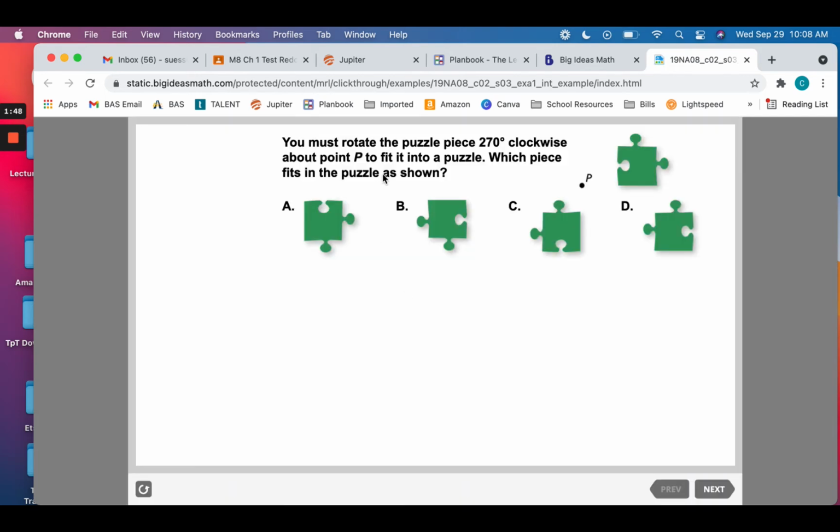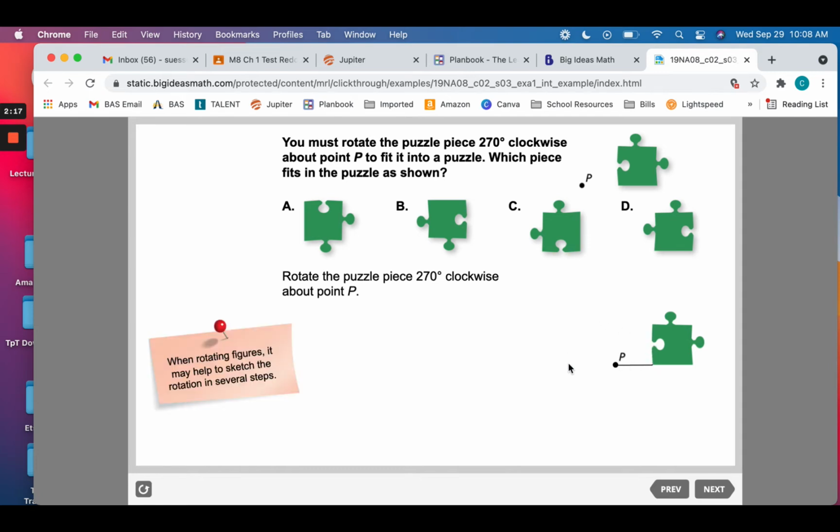All right, so you must rotate the puzzle piece 270 degrees clockwise, about point P, to fit it in the puzzle. Which piece fits in the puzzle as shown? So here's point P. Everybody see that? We're trying to rotate this puzzle piece 270 degrees around this. So I want to take this point and rotate it around 270 degrees.